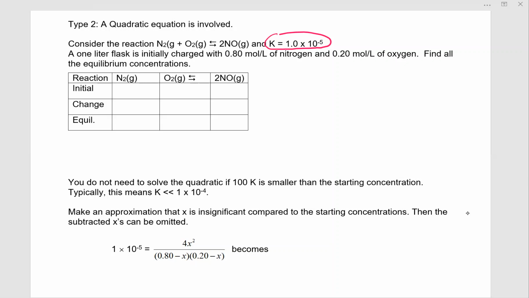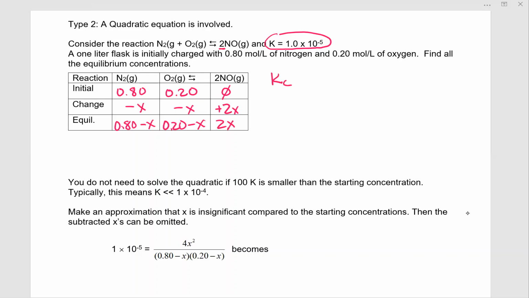Okay, let's write in what we have. We have 0.80. We have 0.20. We don't have any of the nitrogen monoxide yet. Now, we know we're going to start making the nitrogen monoxide, and since there's a 2 right here, it's going to be plus 2x, minus x, minus x. Now we're going to figure out what we have in our table. We have 0.80 minus x, 0.20 minus x, and 2x.